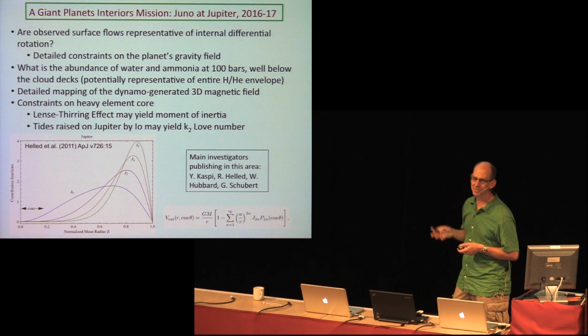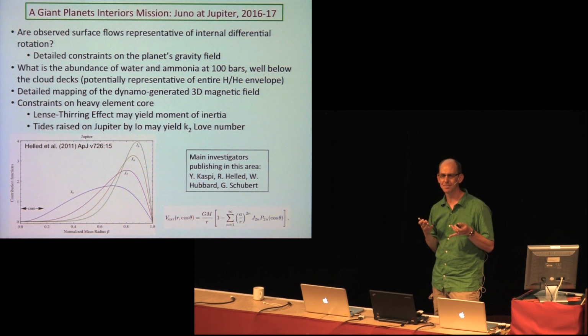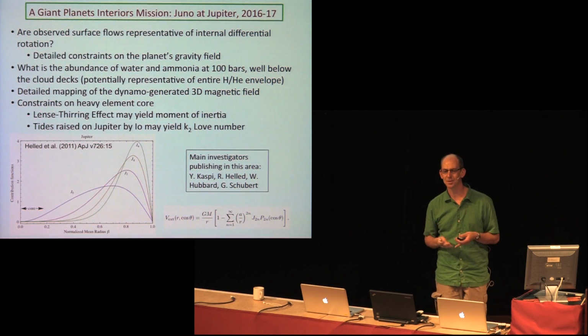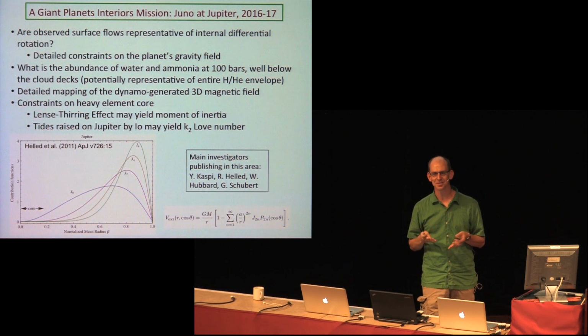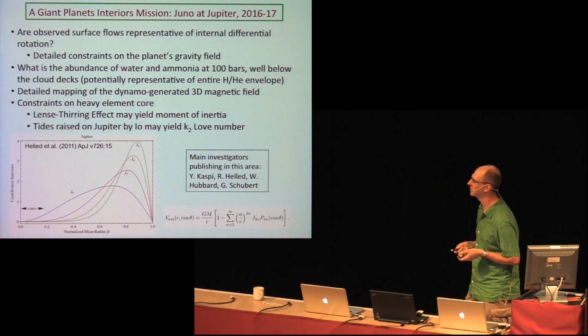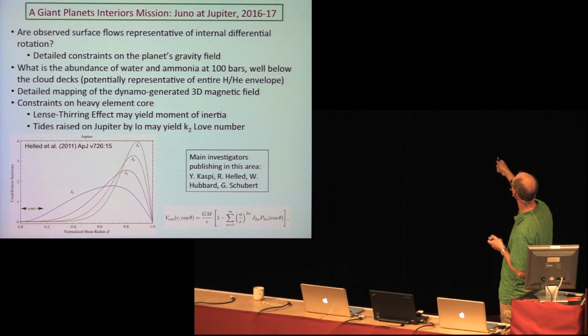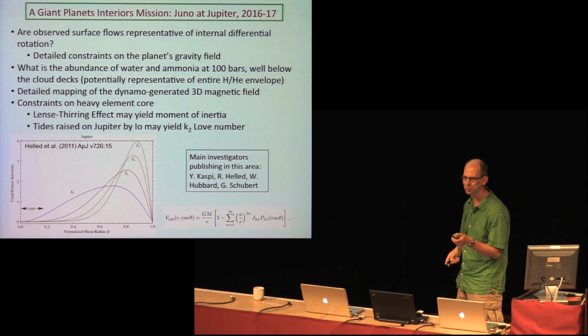Also, a lot of the same physics is going to be done for Saturn, particularly for the gravity field. That's going to be done for Saturn by the Cassini extended mission in 2017 as well. So that'll also be a nice data set. I myself haven't really worked much on the gravity field of the planets, but Yohai Kaspi, Ravid Helled, Bill Hubbard, and Gerald Schubert are doing a lot of nice work recently on that.